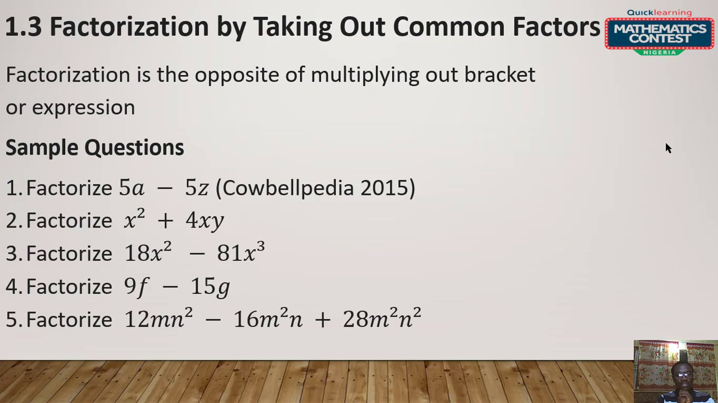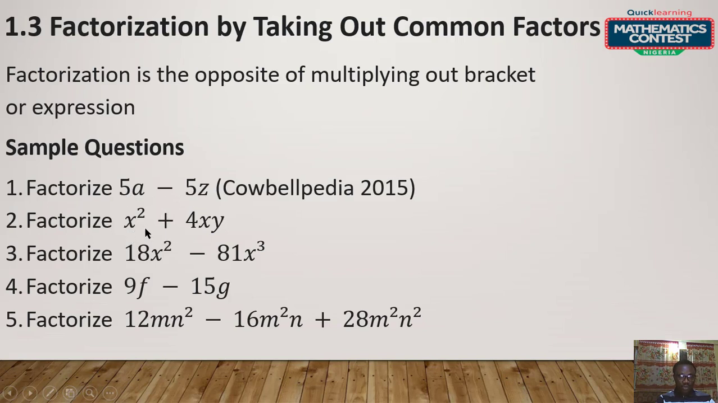So now let's also see this particular topic again: factorizing by taking out common factors. How do we do that? It's quite simple. Look at this example. I have 5a minus 5z. How do we factorize? To factorize this kind of question, you pull out the highest common factor from the terms in the expression. Now, what I mean by the terms, this is the first term, this is the second term.